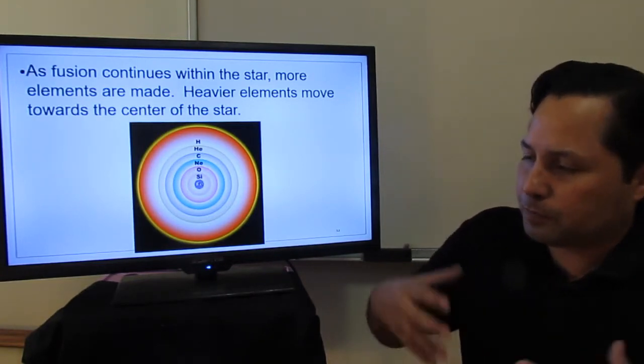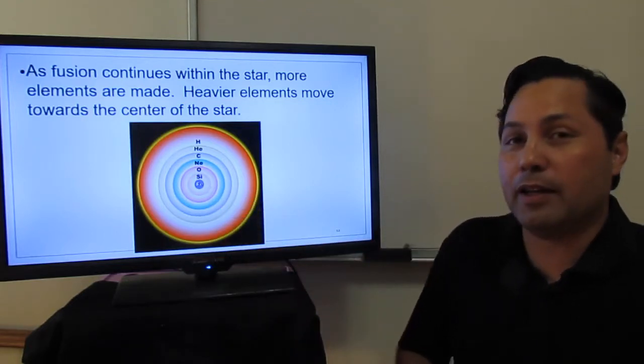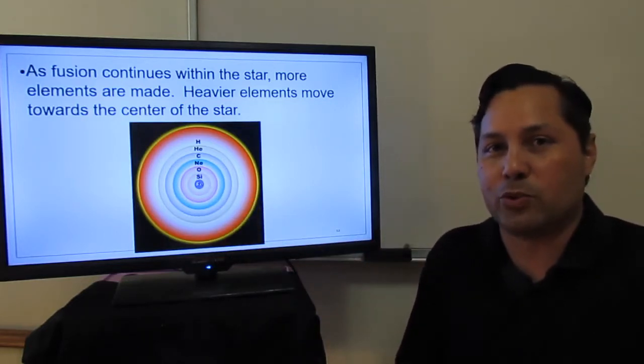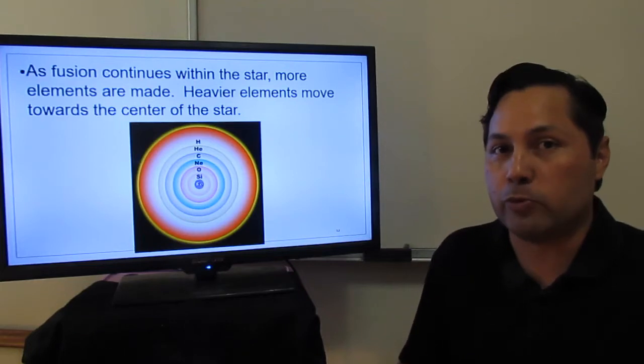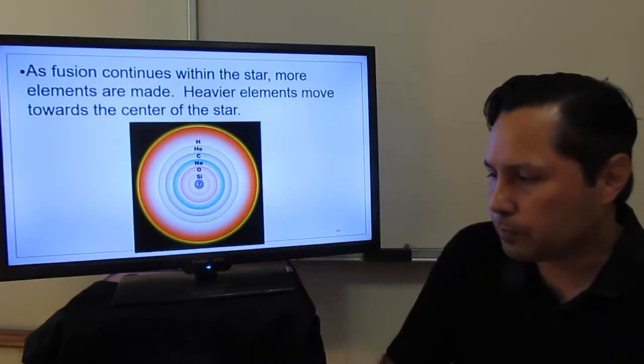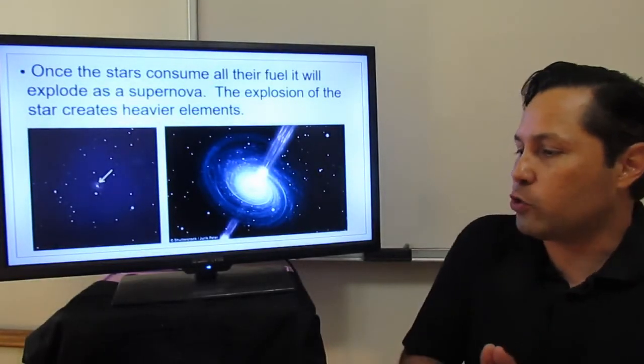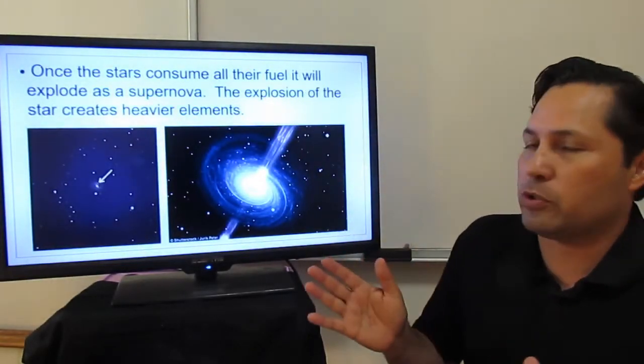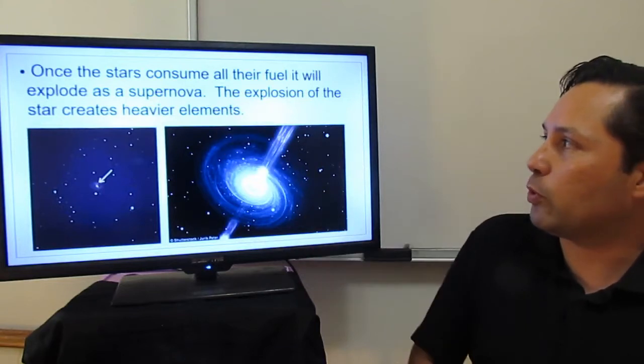At this point, once it has a lot of iron, the star becomes unstable and begins to die, and when it dies, it explodes. And an explosion of a star is referred to as a supernova. Once the star consumes all of its fuel, once all the fuel is gone, it will explode. Then you have your supernova.